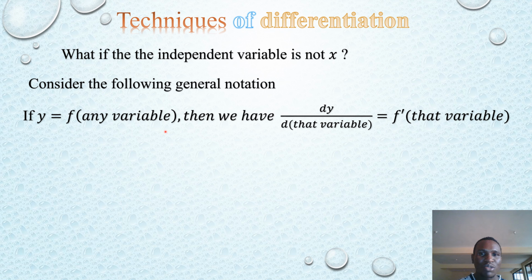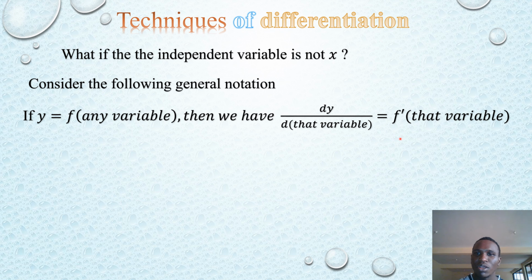To differentiate, we'll be differentiating y with respect to that variable that we see here. That's why I wrote dy on d of that variable. So if it is t here, you will put dy on dt. So you are differentiating y with respect to the variable that you find here.